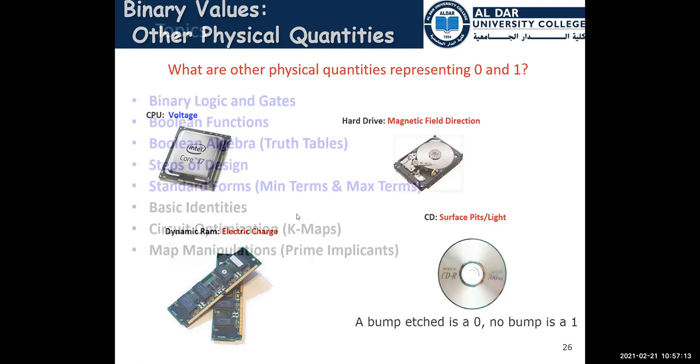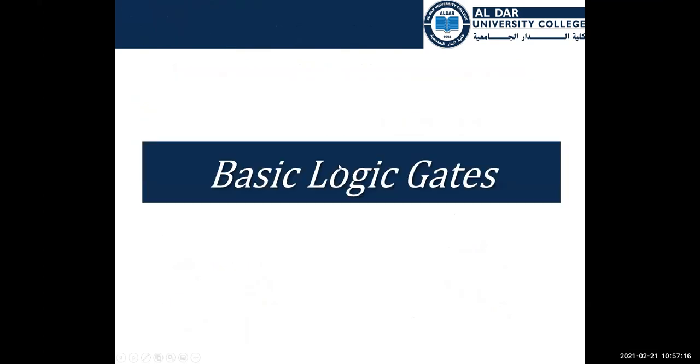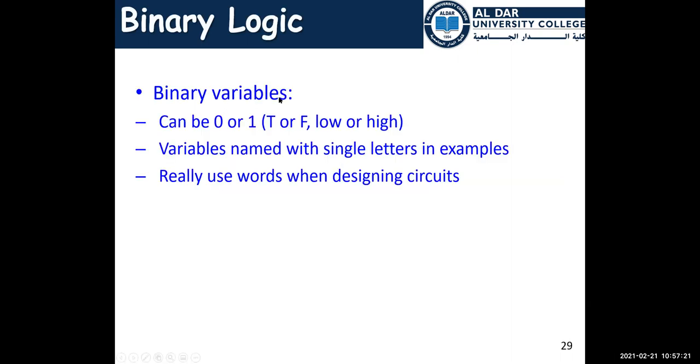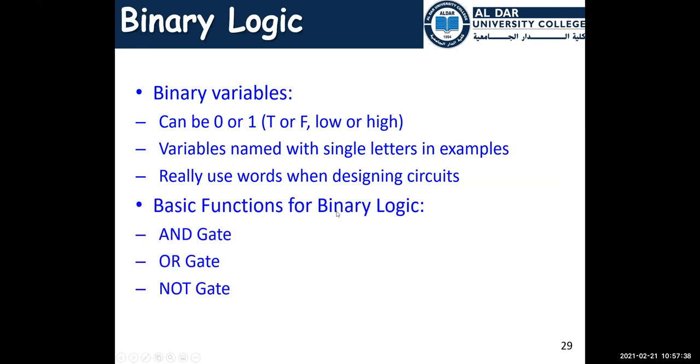So zero and one is represented in many formats. Here we start with basic logic gates. These are binary variables, and binary variables like X can have a zero or one, true or false, low and high. They can be represented by letters, and we can use words in logic gates like AND gate. We have binary logic gates and we have these functions.